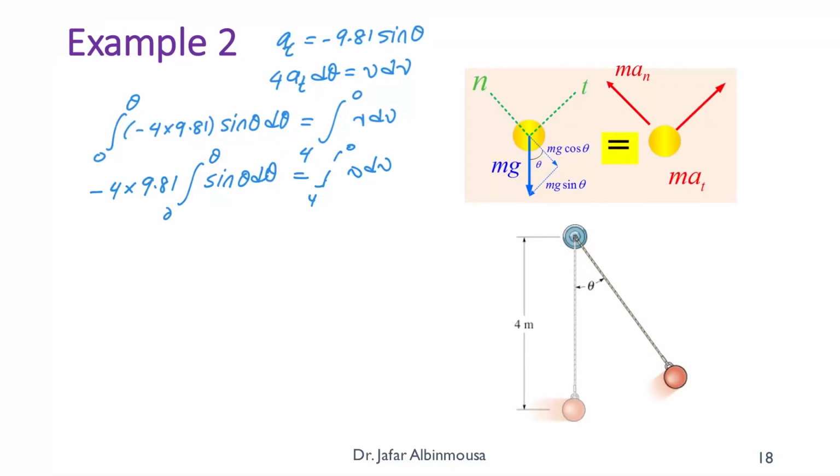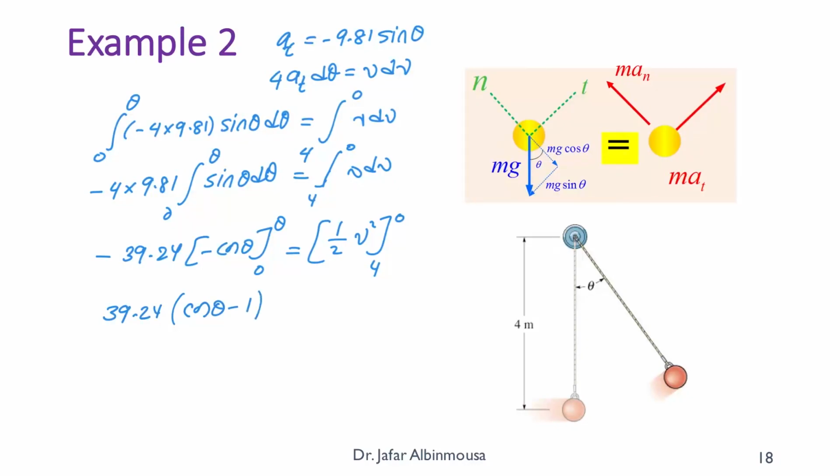If I integrate, I will get minus 39.24, and this is minus cosine theta from theta equals 0 to theta, which is equal to 1 over 2 v squared from 4 to 0. So I get a negative sign over here and a negative sign here. If I multiply them, I get positive. So I end up with 39.24 times cosine theta minus 1, which is equal to minus half times 4 squared.